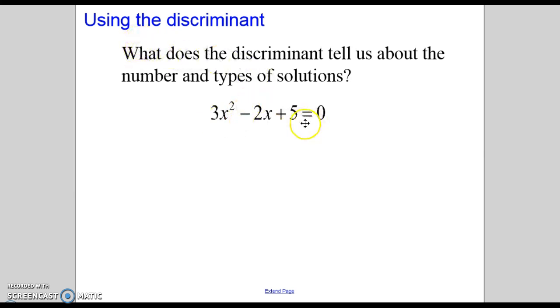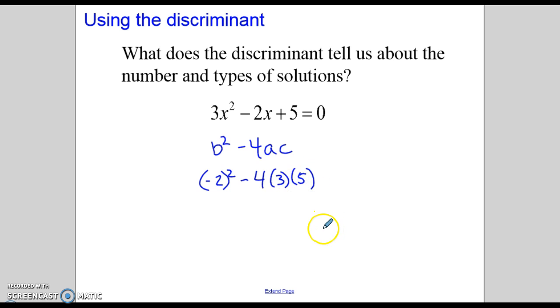So, let's find the discriminant of this, and what does it tell us about the number of solutions and the types of solutions we're going to have. So, I just need to do b squared minus 4ac when I'm asked to find the discriminant. I don't do the entire quadratic formula. b squared, negative 2 squared, don't forget to put it in parentheses. When you square a negative, this actually becomes a positive. Minus 4, a is 3 and c is 5.